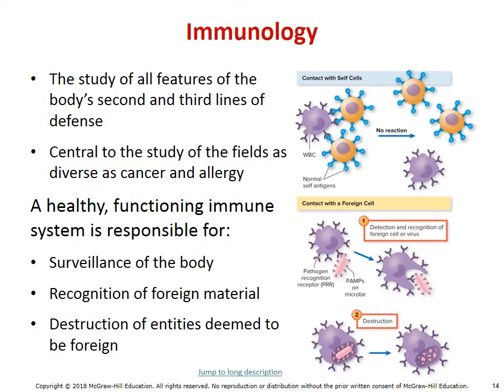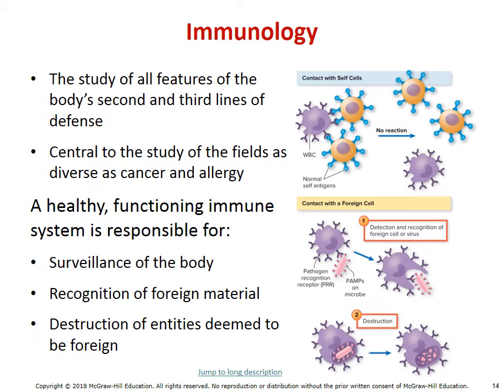Immunology is the study of all the features that are the second and third lines of defense. Really, this is going to be the study of a lot of white blood cells. So whenever we talk about a lot of immunology, we're going to talk a lot about white blood cells. And the focus of the immune system here is really to survey the body, find foreign things, and destroy them.